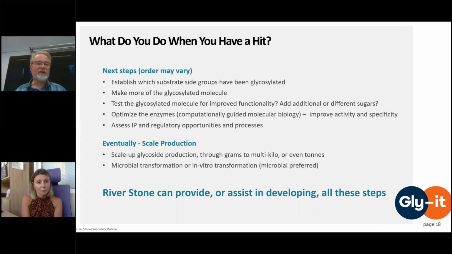We can also, to a limited extent, help with assessing IP and regulatory opportunities. What we cannot do ourselves is scale up glycoside production beyond, let's say, 100 to 200 milligrams of glycoside. If you want to make grams or multi-kilos or even tons, you have to go to different people. But we have ideas and contacts. There is microbial transformation, where you express these enzymes inside microbes and do a biotransformation. That's something we do for a living, and we can help with that. And in vitro transformation is basically a scaled up version of what we did in the screening.